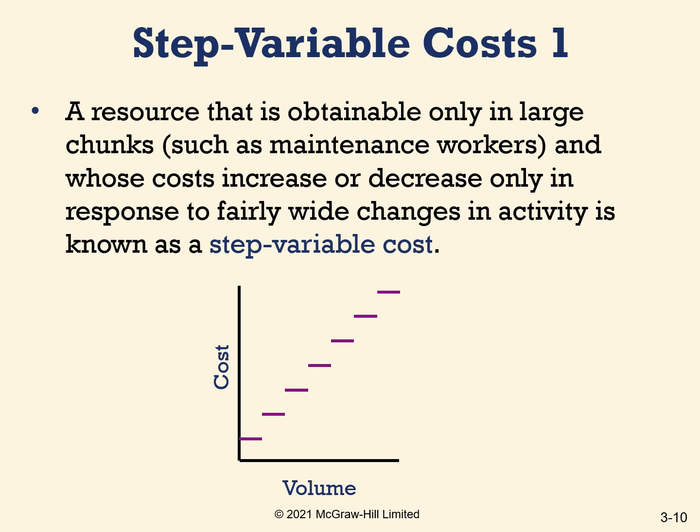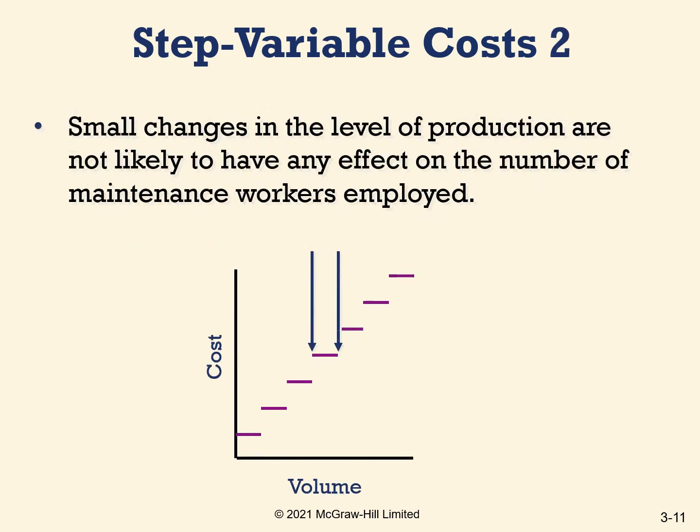So to get this new maintenance worker, it wouldn't necessarily be if we produce one product and then two products. It might be every 10,000 products that waste generates, we require another maintenance worker to cover that load. To reiterate, small changes in the level of production are not likely to have any effect on the number of maintenance workers employed. Like I said, between this volume and this volume, we don't need another maintenance worker. They're able to do it. It's a small enough change in volume that they're able to handle the additional load without any extra cost that we have to incur.